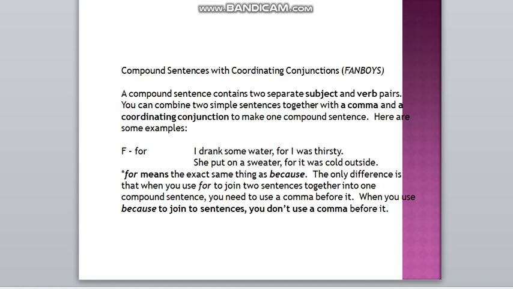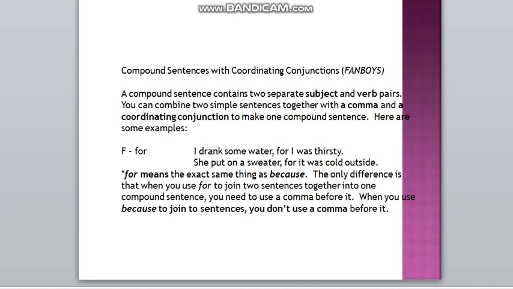Now, here are some examples. When we take the word for, the example I have given is, I drank some water, for I was thirsty. I have written a sentence over here, I drank some water, where I is a subject and drank is a verb. After that, you can combine two simple sentences. I drank some water is one sentence, whereas for I was thirsty is another simple sentence. When you combine two simple sentences with a comma and a coordinating conjunction, that is for, I drank some water, for I was thirsty.